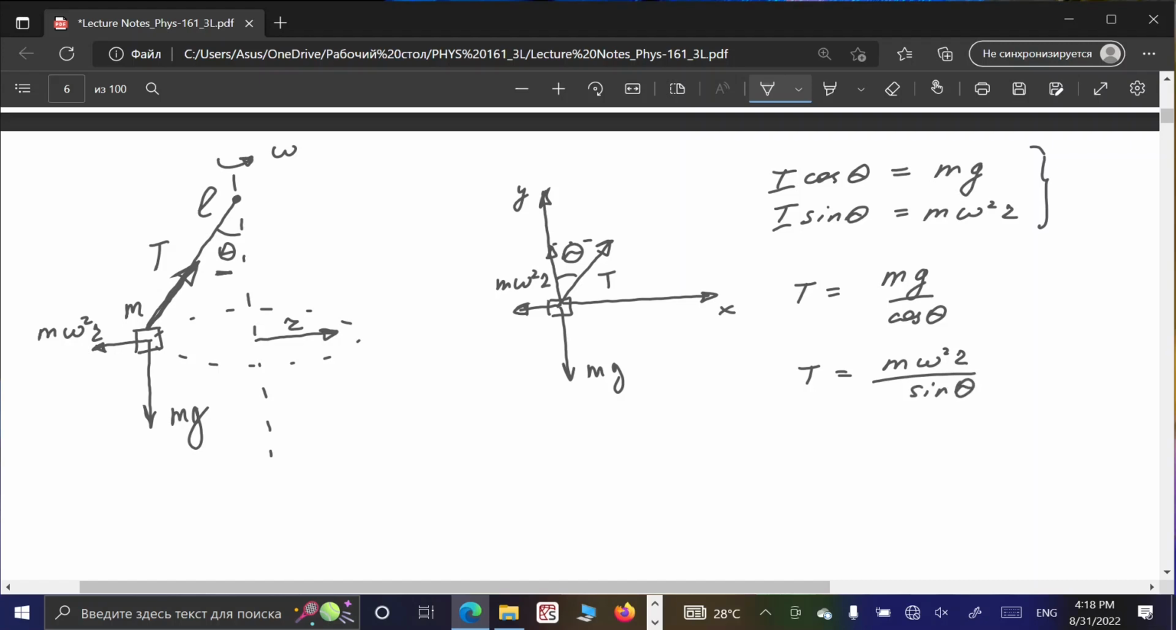So now what we can do, we have the same left sides, so we can equate these right sides. So it will be m times g divided by cosine theta equal to m times omega squared times r divided by sine theta. So what do we have here? We can cancel out m, but there is one parameter r, radius of the circular trajectory, which we still don't know. How do we define this radius?